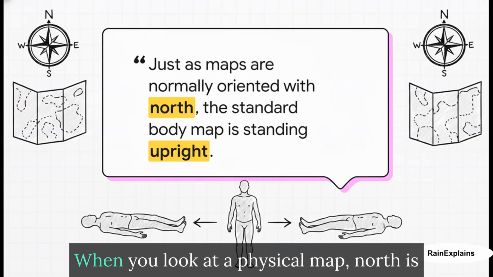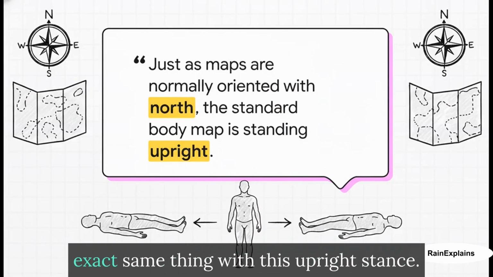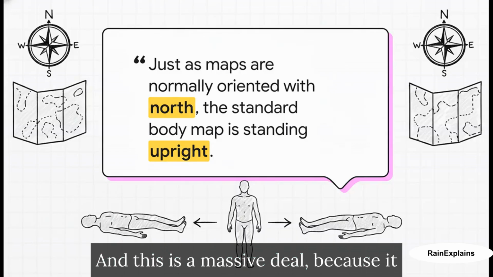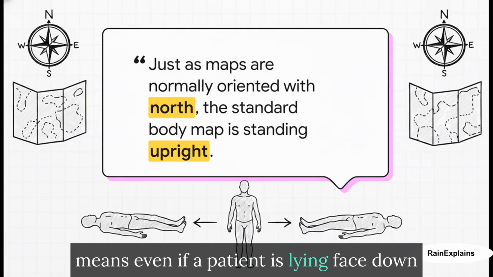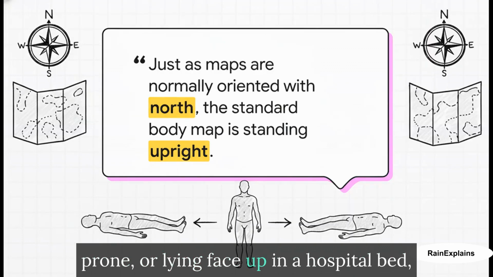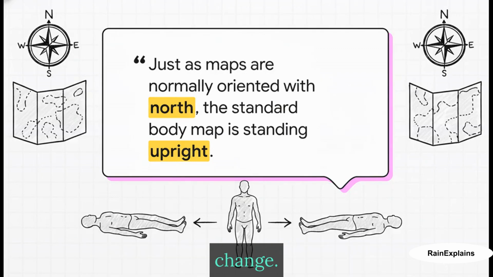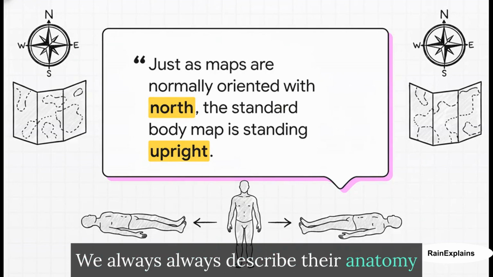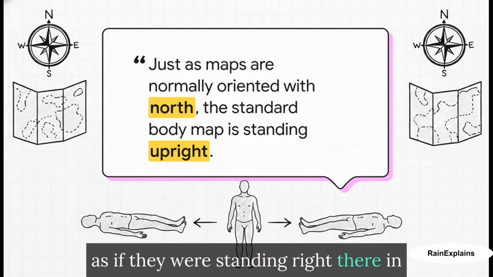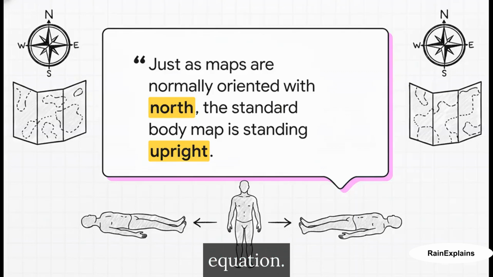Think of it like this. When you look at a physical map, north is always at the top, right? Well, the standard body map does the exact same thing with this upright stance. And this is a massive deal because it means even if a patient is lying face down on an operating table, which we call prone, or lying face up in a hospital bed, which is supine, our directional terminology doesn't change. We always describe their anatomy as if they were standing right there in that standard position. It takes all the guesswork out of the equation.